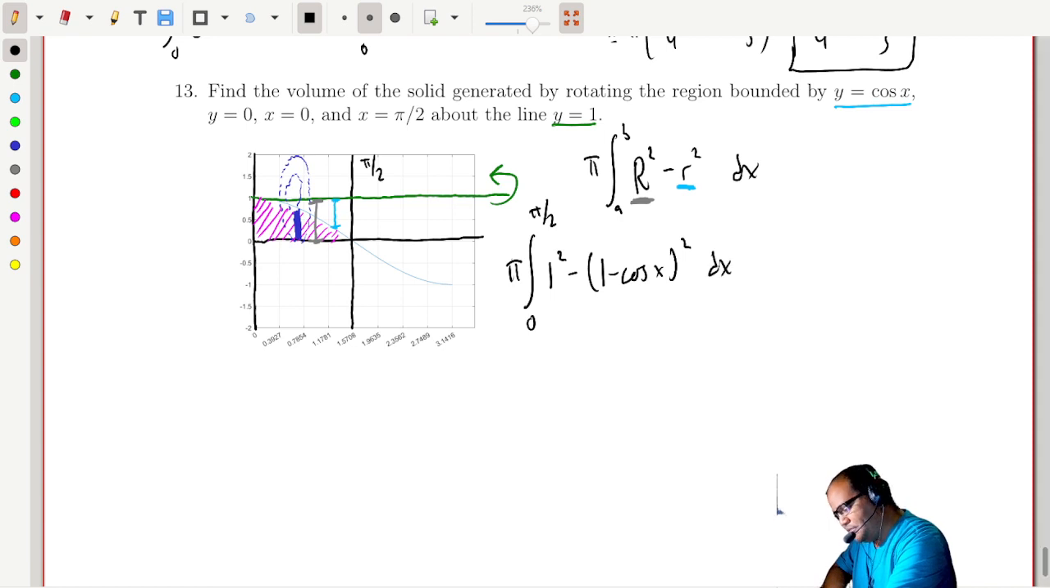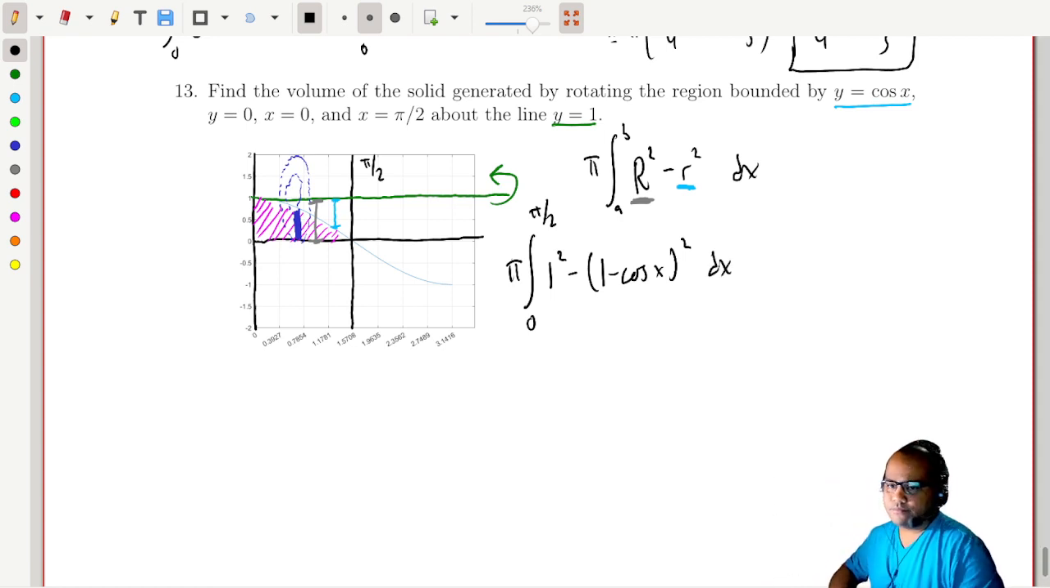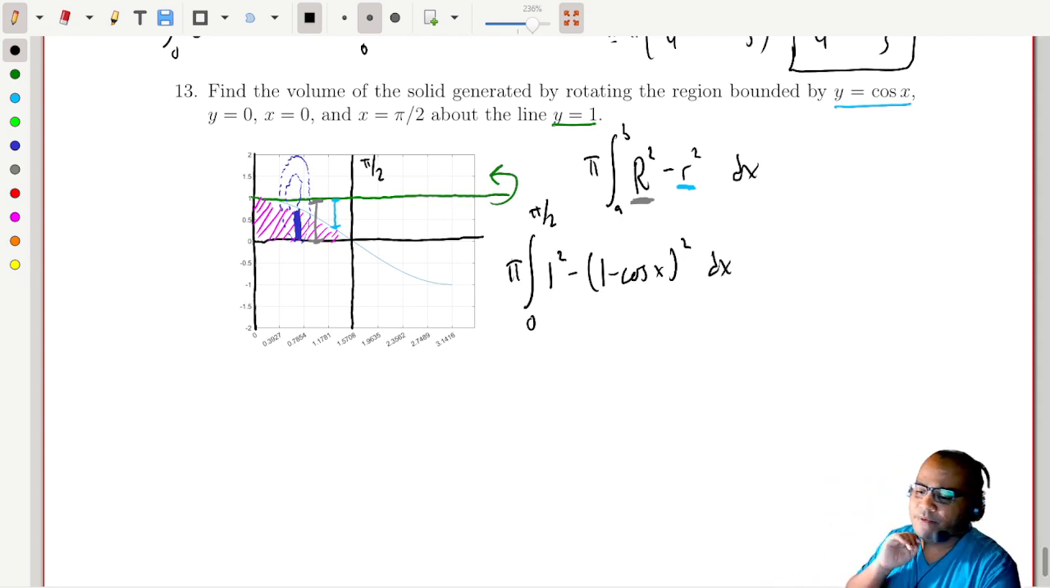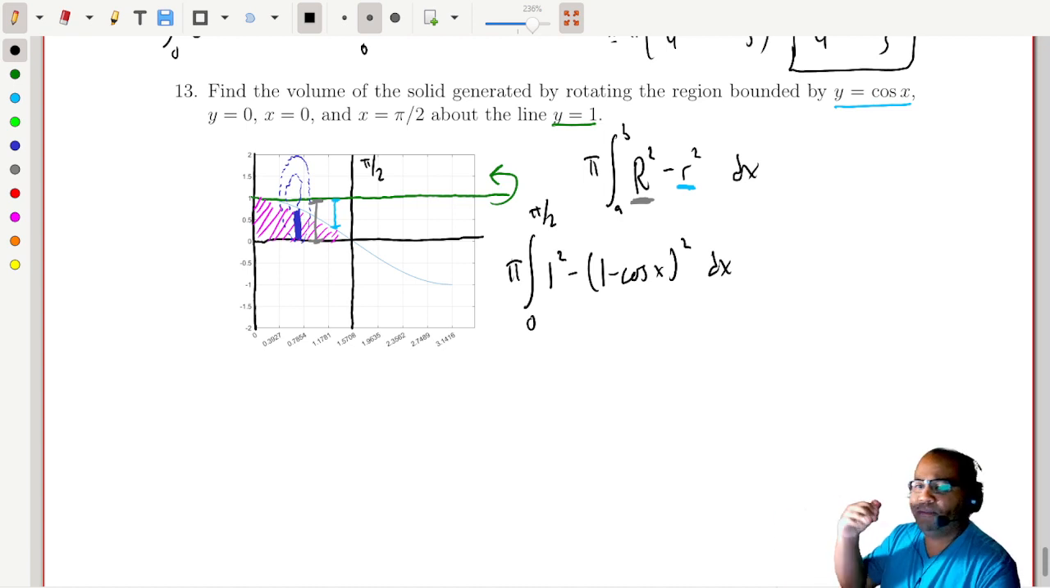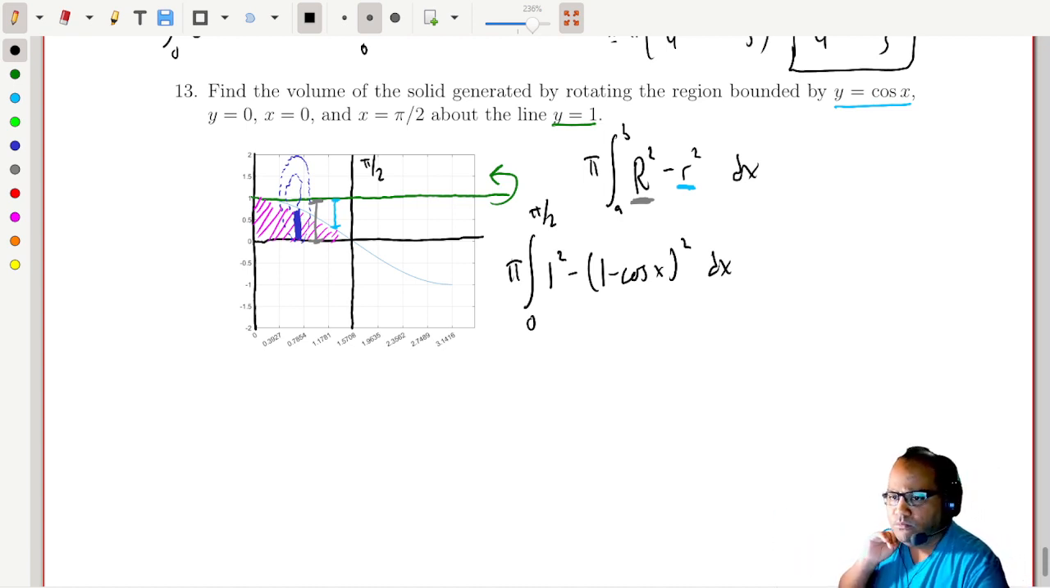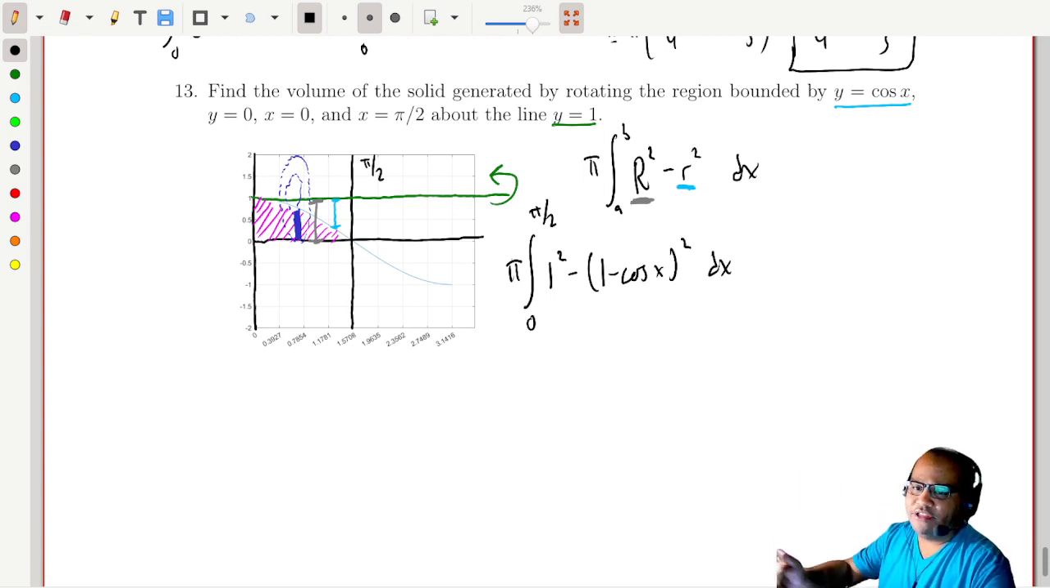Careful with the placement of your parentheses, right? So let's recap on how we constructed that. The outside radius: I'm always going to have that big circle formed by the bottom, the line y equals 0. That's always going to be my outer radius.